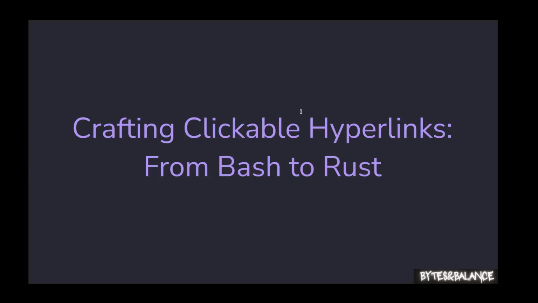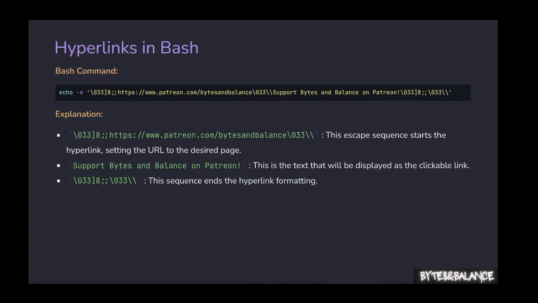I would like to show you how to create hyperlinks in Bash using ANSI escape codes and then replicate this functionality in Rust using custom types and formatting. All right, now we'd like to create those hyperlinks in my Bash terminal. So this is how we can achieve it.